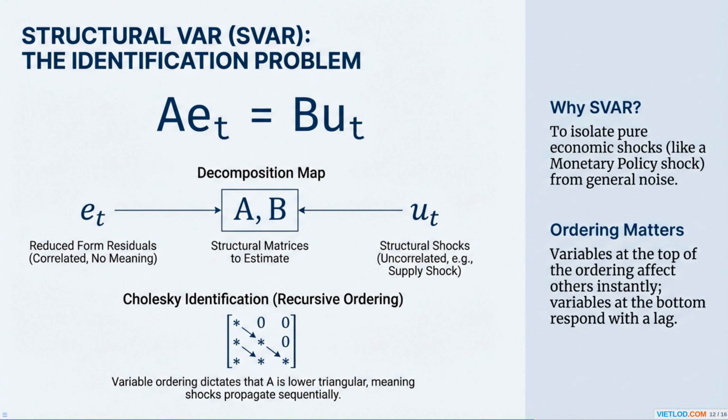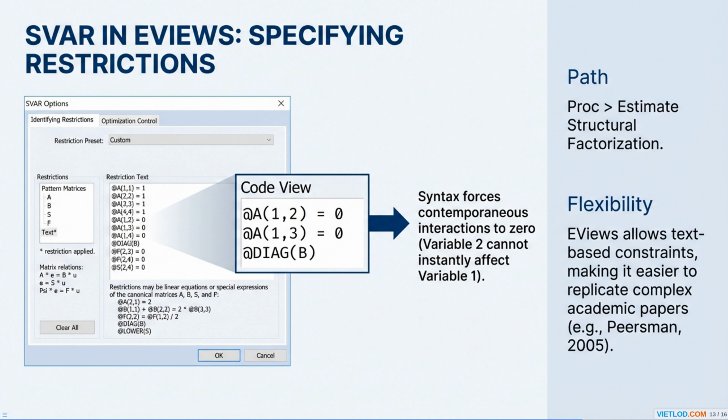This implies that variables appearing earlier in the specified ordering can affect variables later in the ordering contemporaneously, but not vice versa. This concept, ordering matters, is critical. Variables at the top of the ordering affect others instantly, while variables at the bottom respond with a lag. Choosing the correct ordering is crucial and should be based on economic theory.